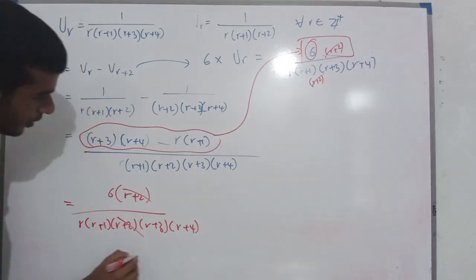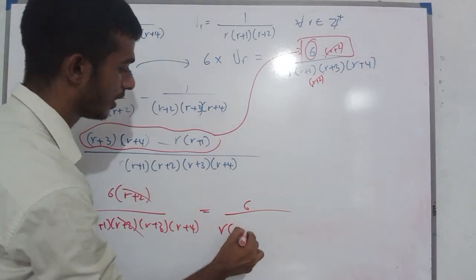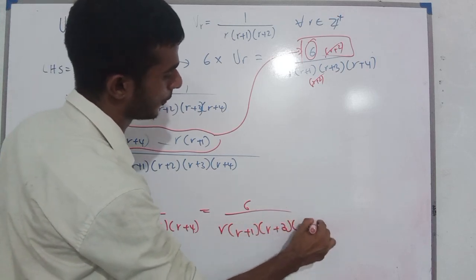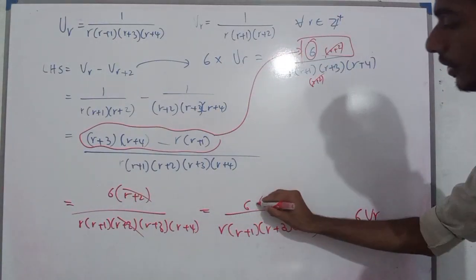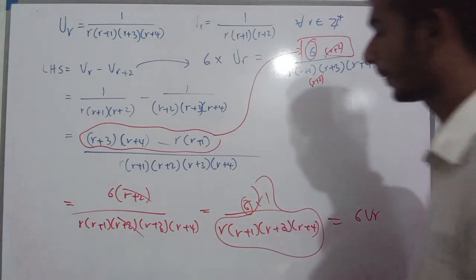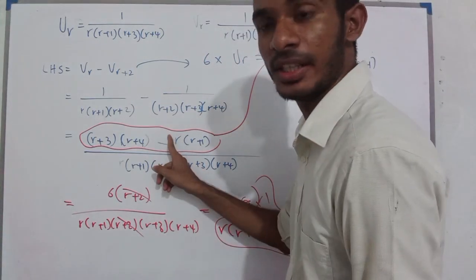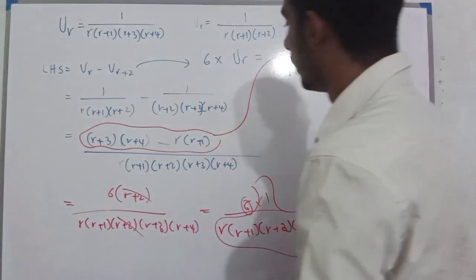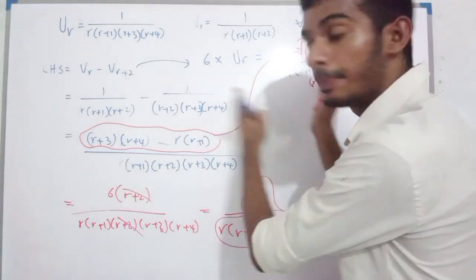Now this and this will go. This will give you 6 divided by R into R plus 1, R plus 3, R plus 4. So this is equal to 6 UR, because 6 times 1 over this is UR. Now I didn't simplify this expression, but I predicted that after simplifying this, I will get this. From the answer I predicted that.